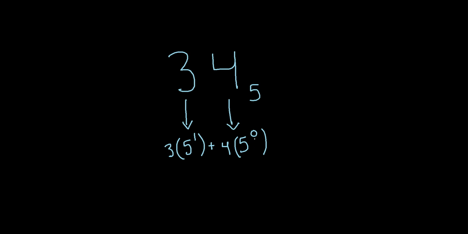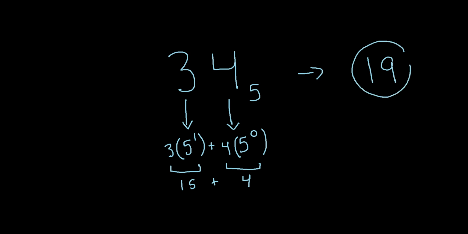So 5 to the 0, anything to the 0 power is just 1. So this is 4 times 1, so this is just 4. Over here we have 5 to the first, that's just 5. So we have 3 times 5, which is 15. So our final answer is 15 plus 4, which is 19. So 34 as a base 5 number is equal to 19 as a base 10 number.